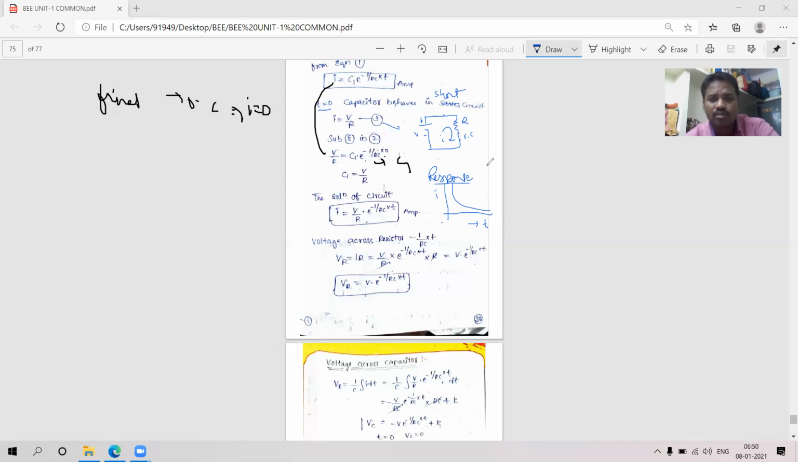Now we have the resistor and capacitor. Let us see the responses, how the graph will be. We substitute the voltage drop, VR is equal to I into R, and we got I as V by R e power of minus 1 by RC into T, and R is multiplied here, so R gets cancelled. We will have V into e power of minus 1 by RC into T, which is also an exponential term. That means the graph will be decaying with respect to time. This is VR. And what about the capacitor? Let us go with the capacitor.